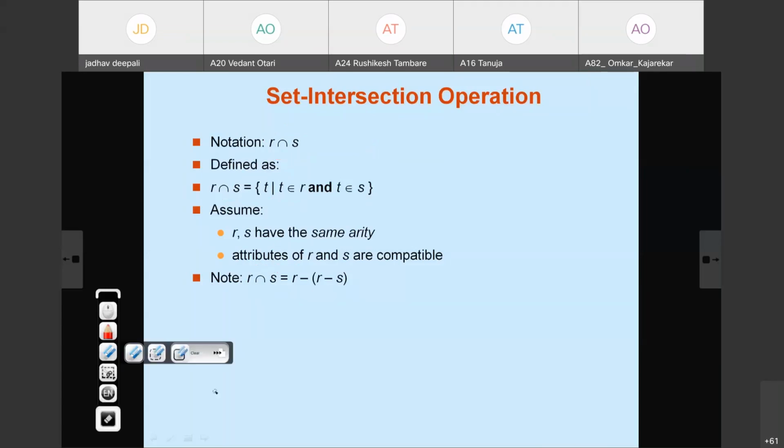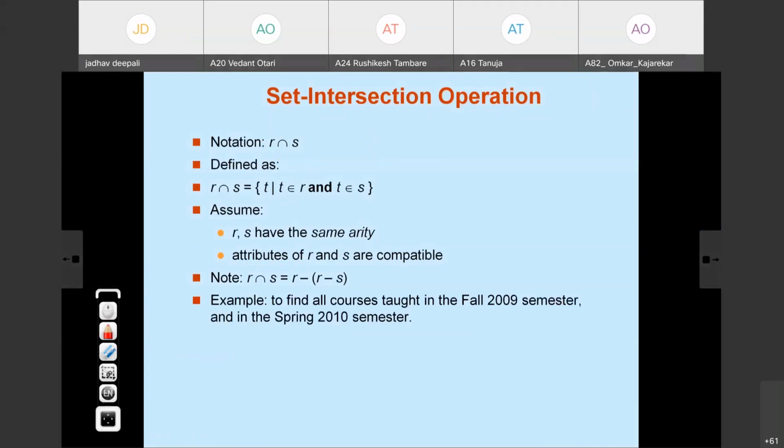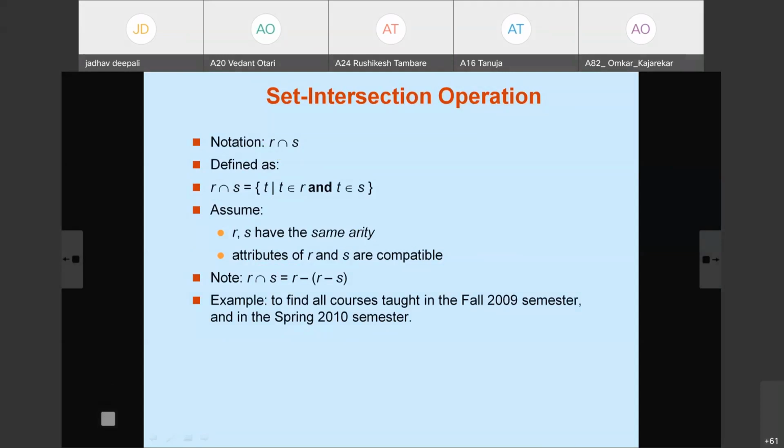Now see it with an example: find all courses taught in the fall 2009 semester and in the spring 2010 semester. We want all the courses taught in both fall 2009 and spring 2010. Previously we saw a similar query with or, so we used union. In the second one, find all courses taught in fall 2009 but not in spring, so we used set difference. But here it asks for courses taught in both semesters.